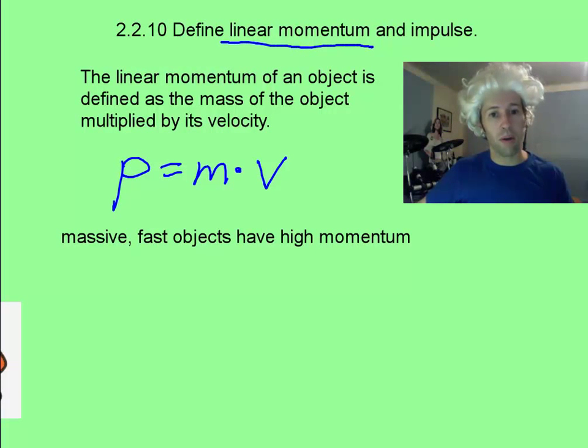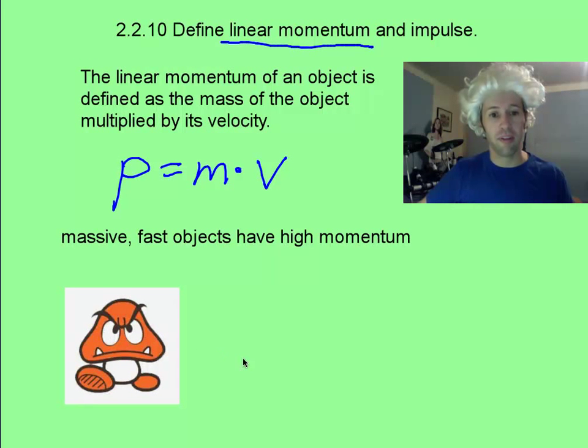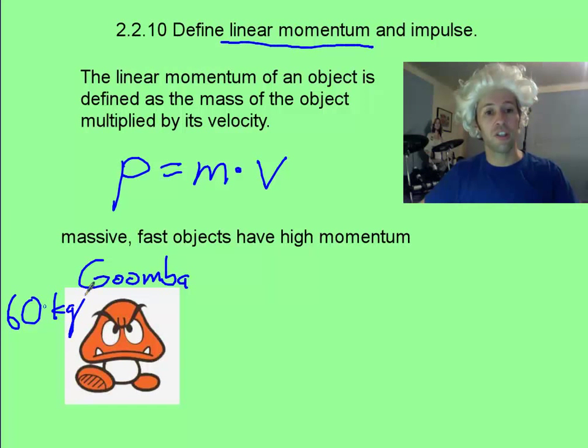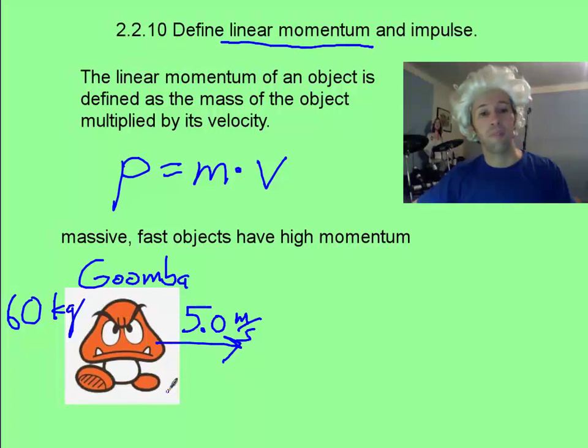Now the way we calculate this is pretty easy. As an example, let's say we've got one of these guys. Clearly, hopefully you are aware, if you have any culture at all, that this is a Goomba, and the stock Goomba mass, as everyone knows, is 60 kilograms. And let's say that he's moving at 5.0 meters per second. Pause it, calculate the momentum of this guy.